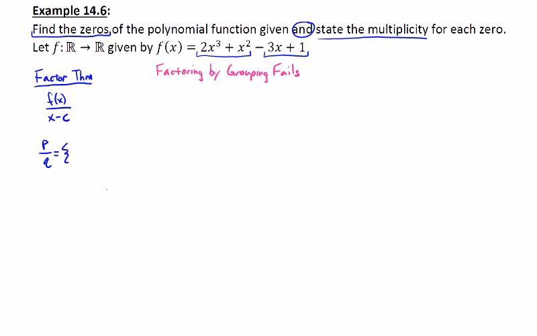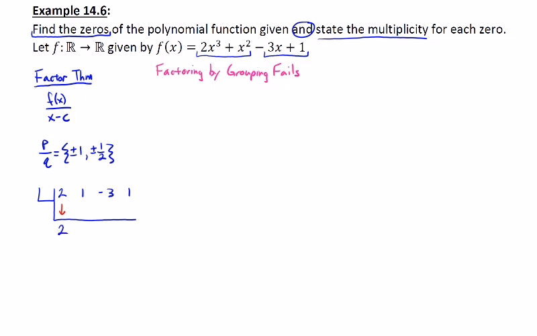And just like with example 14.5, I'm not going to show all the details about how to find the p over q list. I'm just going to give you the p over q list so that we can move on with the rest of the process. So we're going to have plus or minus 1 as well as plus or minus 1/2 for our p over q list. And we are going to be expected to choose one of these to perform division with. We're going to use synthetic division, and my coefficients are 2, 1, -3, and +1 for the dividend.